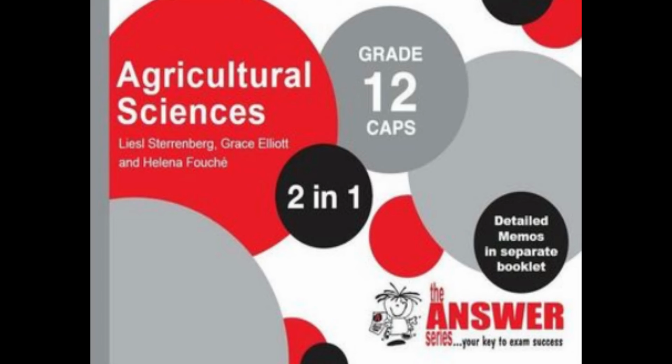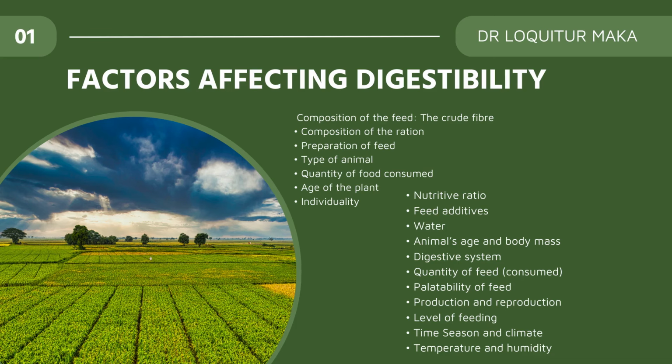So now, if we look at the factors that affect digestibility, we've got various factors. For example, the composition of feed, looking at the crude fiber, we've got the composition of the ration. We've got the preparation of feed. So how do you prepare the feed? And also the type of animal. It's one of the important factors.